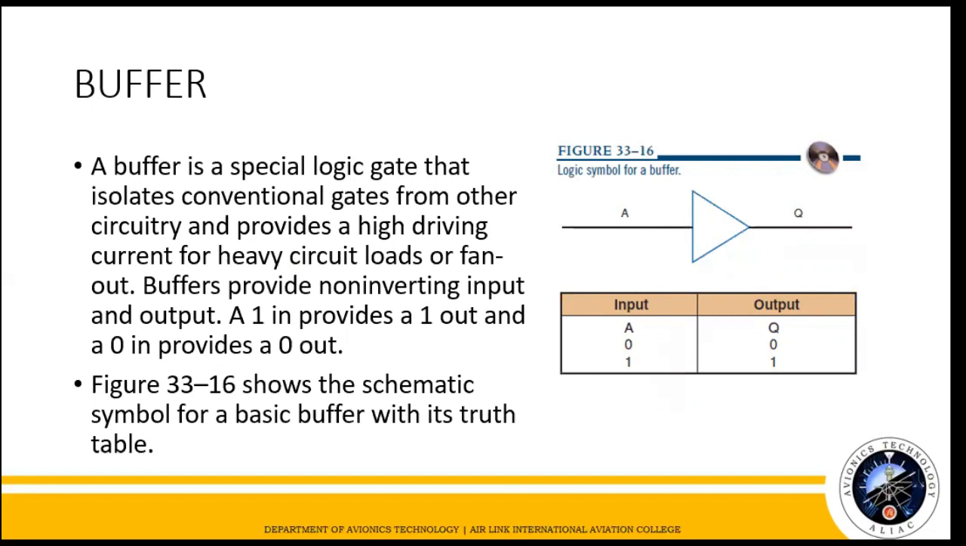Okay, pero may symbol pa din. Kaya dyan, sa schematic symbol for basic buffer fit its truth table. Pag input mo ay 0, output mo ay 0. Pag input mo ay 1, and output mo pa rin ay 1.